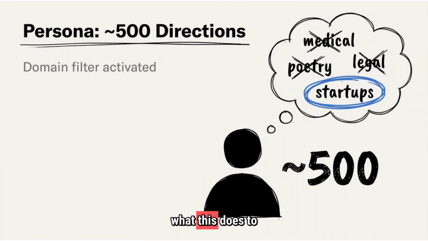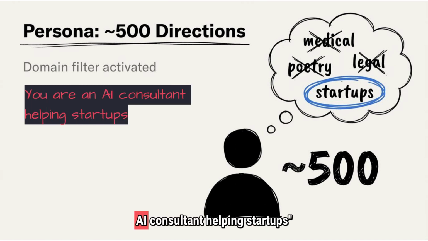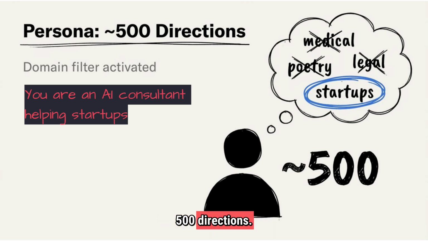Now let's look at what this does to the numbers. We started with about 1,000 possible directions. By adding one line, you are an AI consultant helping startups, the model filters out medical content, legal content, poetry, and dozens of other domains. We're down to roughly 500 directions. One sentence, and we've already eliminated half the noise. That's a significant reduction from a single constraint.